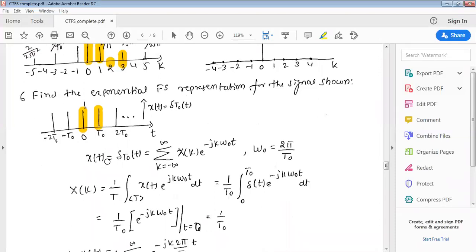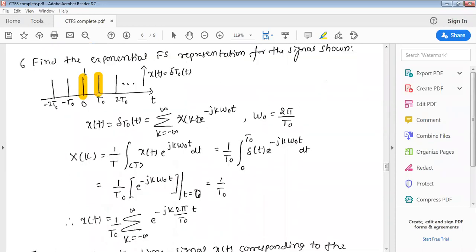So x of t is nothing but summation X of k, k from minus infinity to plus infinity, into e power minus jk omega naught t. What is omega naught? 2 pi by T naught. So what is your X of k? I should find X of k. So X of k is equal to 1 by T integral of this function. What is the period of the signal? 1 by T naught, integral for a period of 0 to T naught.